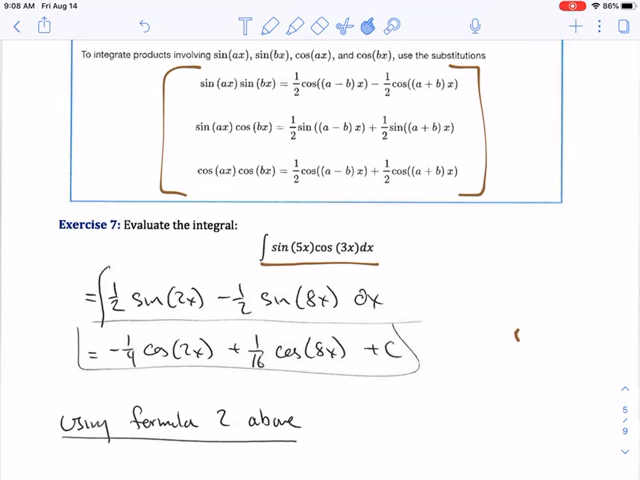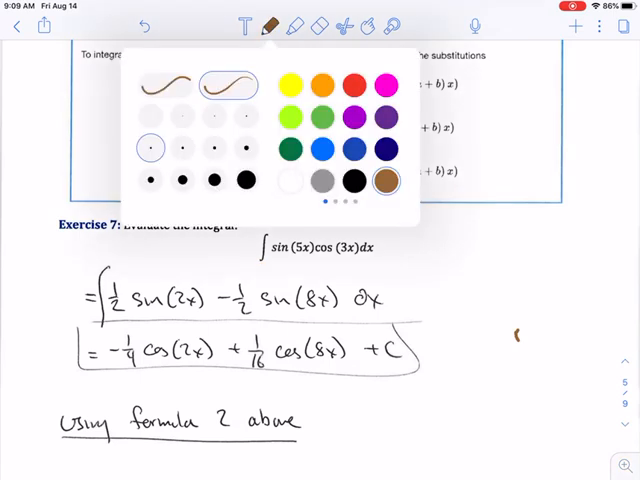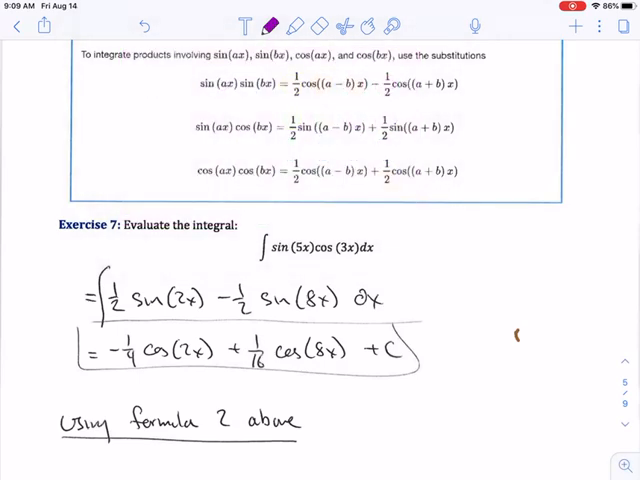You have the sine function. I'm using brown. It's kind of an ugly color. I'm going to go back to something a little prettier. So you have a sine function and a cosine function. Let's see, it would be this one right here, sine and cosine. The first one is sine, sine. The third one is cosine, cosine. The middle one is sine, cosine. And so A is going to be 5. The B is going to be 3 in the formula.